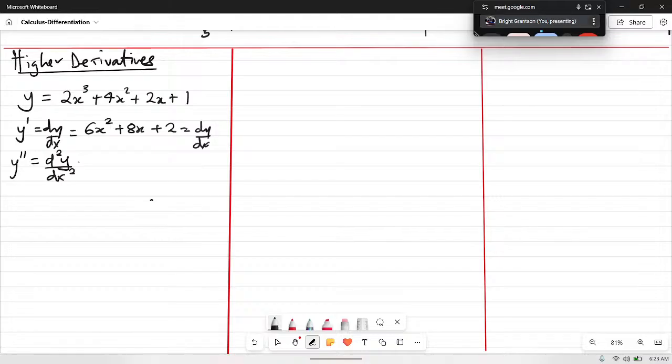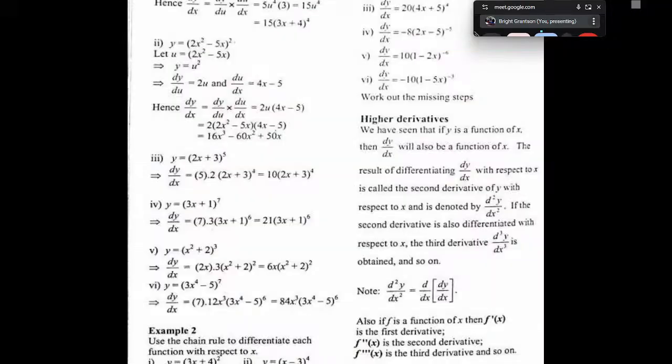But yeah, the second derivative will be, just differentiate this one, giving you 12x plus 8, right? If I want to do the third derivative, which is d cubed y over dx cubed, what will be the answer? 12. Easy does it. Very simple. So let's take some examples.